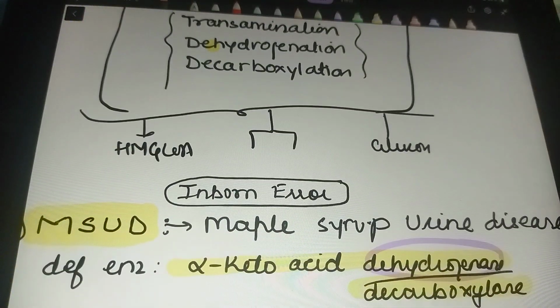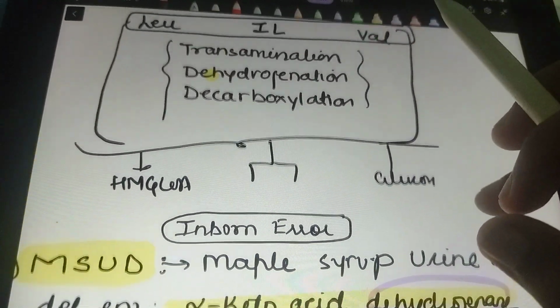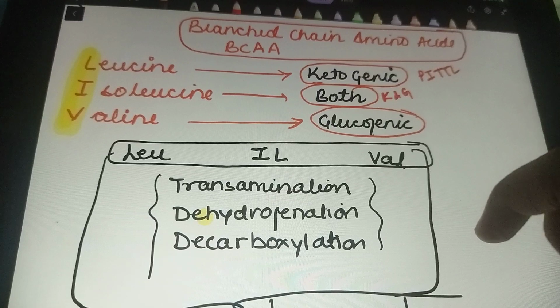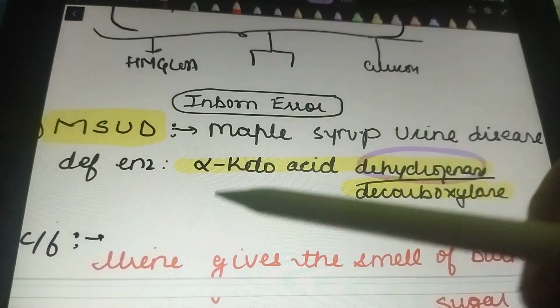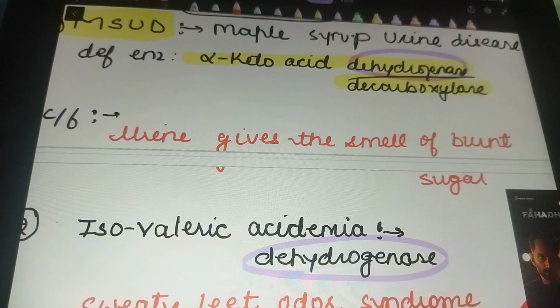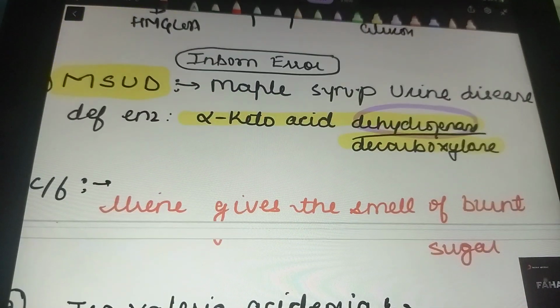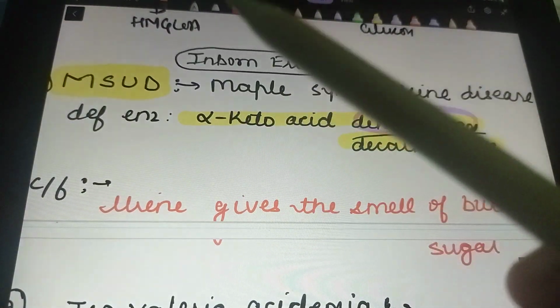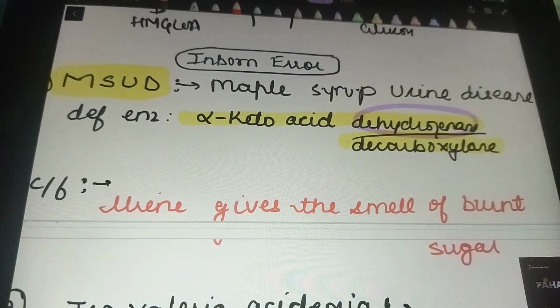In all, we just want to know about two diseases linked with branched chain amino acids. First is MSUD, maple syrup urine disease. Second is isovaleric aciduria. We just want to know which two enzymes or reactions are halting here. If we're talking about MSUD, it is not MSD, it is MSUD, maple syrup urine disease.